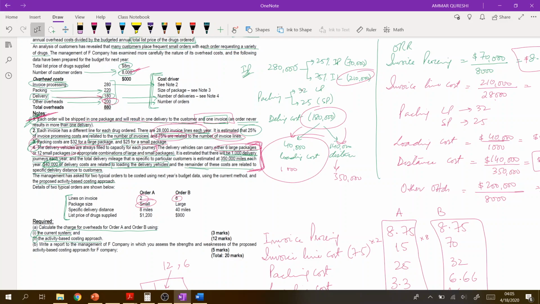So it's a very simple part. For 5 marks, you just have to write 3 or 4 advantages and one disadvantage, right?